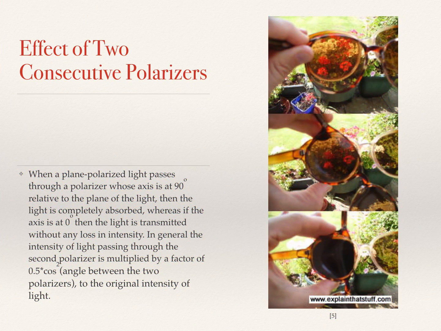Effect of two consecutive polarizers. When plane polarized light passes through a polarizer whose axis is at 90 degrees relative to the plane of the light, then the light is completely absorbed. Whereas if the axis is at 0 degrees, then the light is transmitted without any loss in intensity. In general, the intensity of light passing through the second polarizer is given by I naught by 2 cos square theta, where theta is the angle between the two polarizers and I naught is the initial intensity of light.